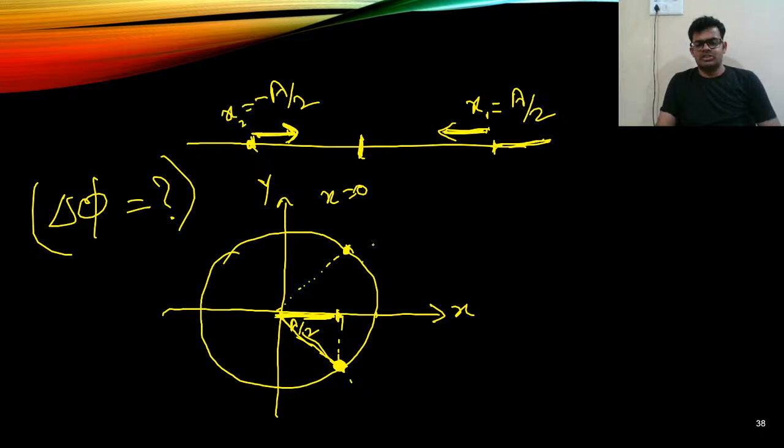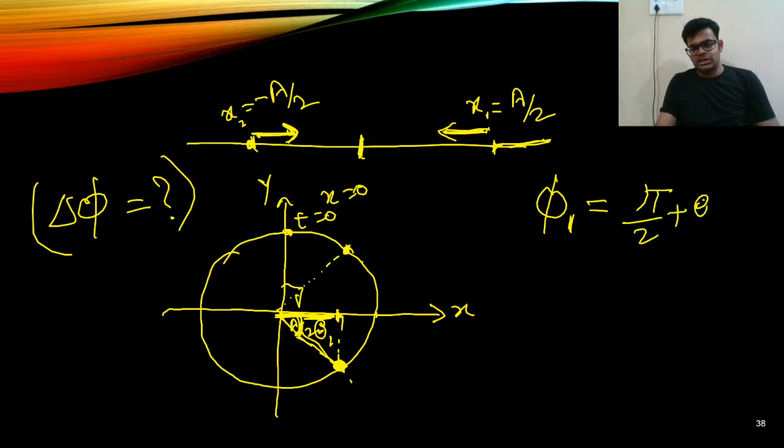So what will be the phase difference? This is t equals 0. What is the phase first? Phase 1, phi 1, is this pi by 2, and this is another angle theta. So pi by 2 plus theta 1. What will be the value of theta 1? All of you know, let's say this is theta 1, this is a by 2, this is a. So simply speaking, this angle will be 60 degree. Theta 1 will be equal to 60 degree.